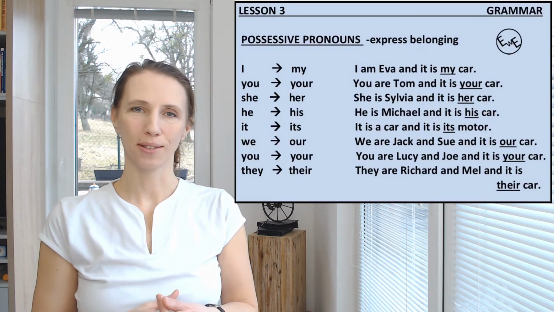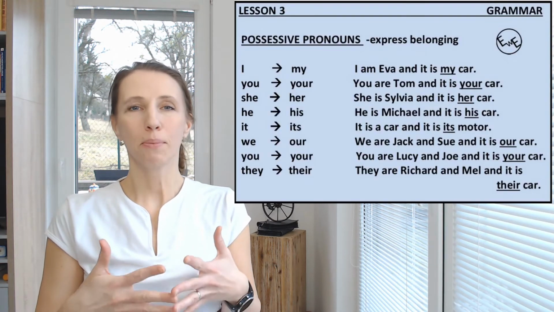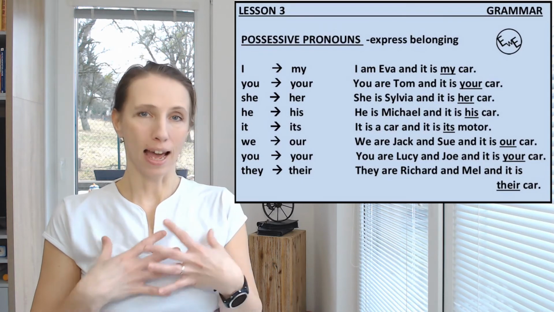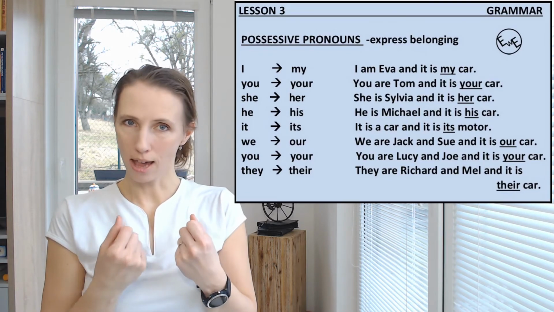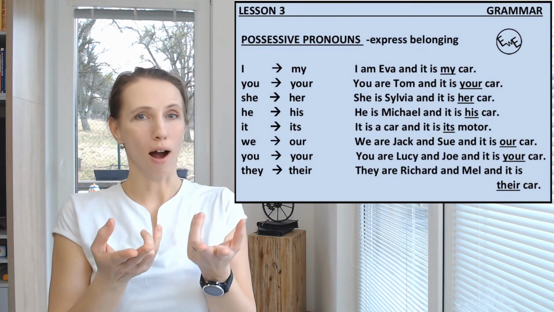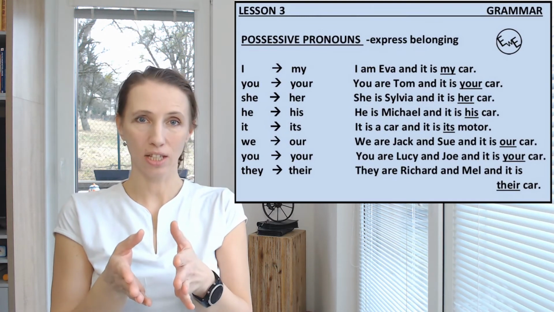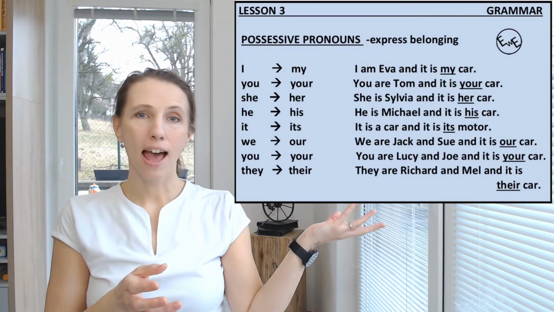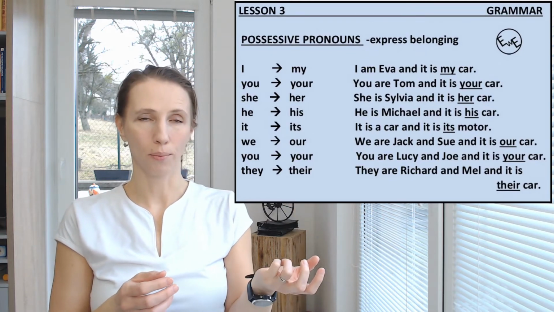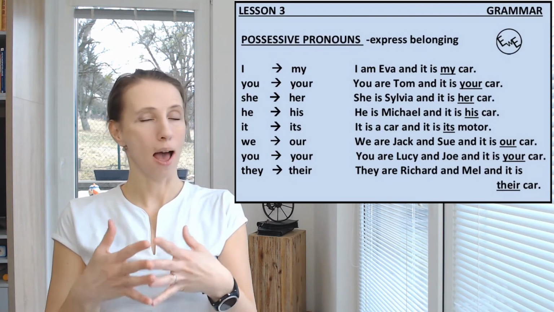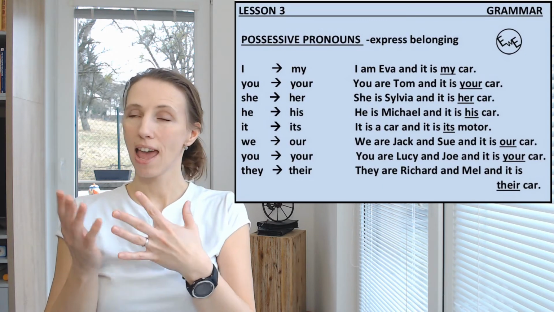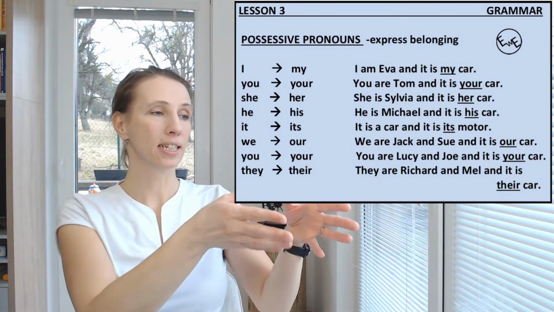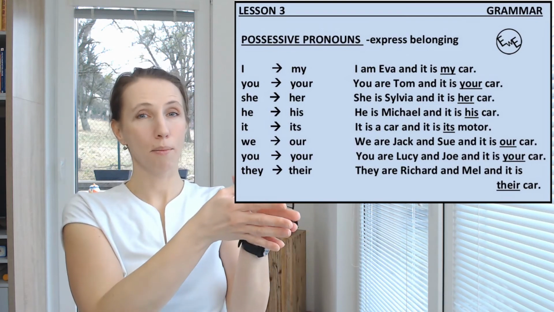Possessive pronouns. These pronouns imply possession, belonging. I am Eva, and it is my car. You are Tom, and it is your car. She is Sylvia, and it is her car. He is Michael, and it is his car. It is a car, and it is its motor.